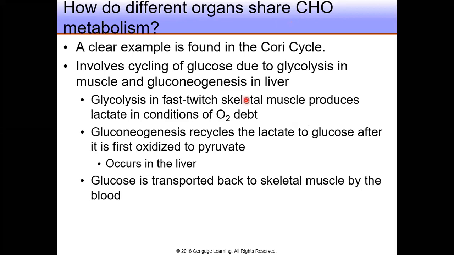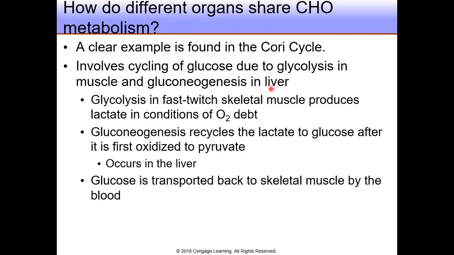Now, glycogen metabolism in body organs. How do different organs share carbohydrate metabolism? Using a combination of these control mechanisms, an organism can set up a division of labor among tissues and organs to maintain control of carbohydrate metabolism, and a clear example is found in the so-called Cori cycle. The Cori cycle is named for Gerty and Carl Cori, who first described it. Now, there is cycling of glucose due to glycolysis in muscle and gluconeogenesis in liver.